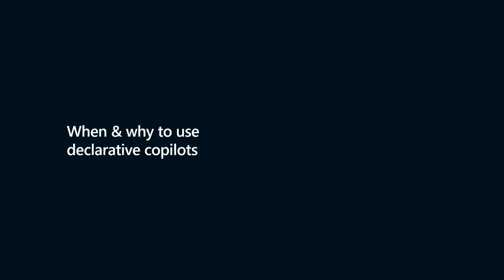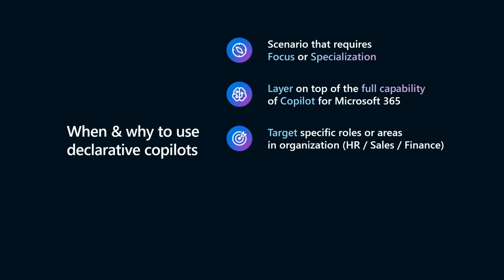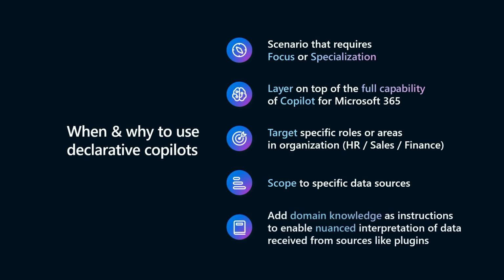Now, let's talk about why you would do these declarative Copilots and what are the specific scenarios where they really become powerful. Any scenario, as I said, that requires focus or specialization where you want to give it nuance. Any scenario where you want to layer on top of the existing capability of Microsoft 365 Copilot. Any scenario where you want to target specific roles in your organization or your customer set. And any scenario where you want to scope it to specific data sources. These are great examples of where declarative Copilots are powerful.